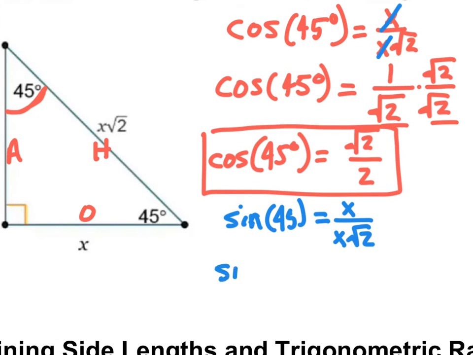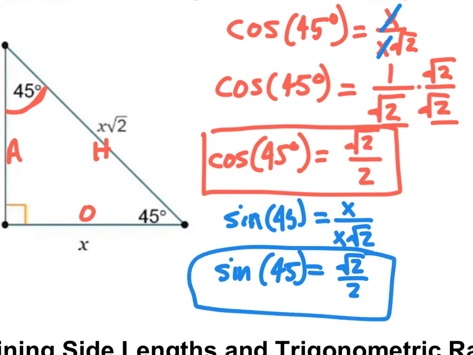So sine of 45 degrees, before we do all that math, I don't want to do it all over again, is going to give me the square root of 2 over 2. And that's it.